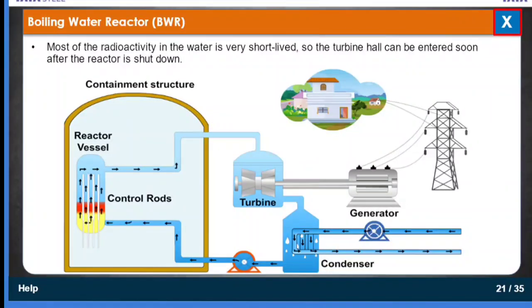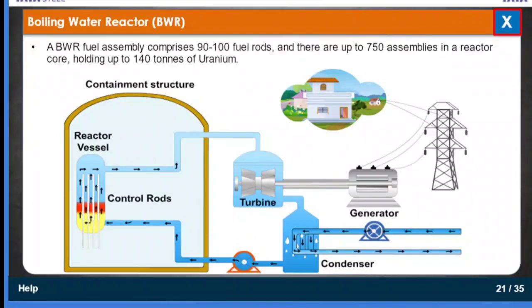Most of the radioactivity in the water is very short-lived, so the turbine hull can be entered soon after the reactor is shut down. A BWR fuel assembly comprises 90 to 100 fuel rods, and there are up to 750 assemblies in a reactor core, holding up to 140 tons of uranium. The secondary control system involves restricting water flow through the core so that more steam in the top part reduces moderation.